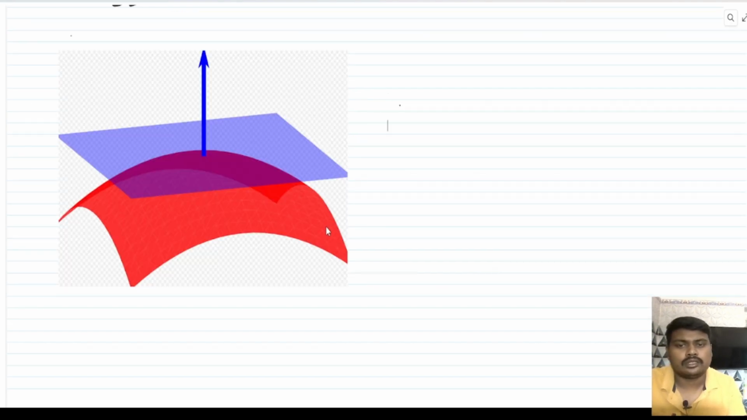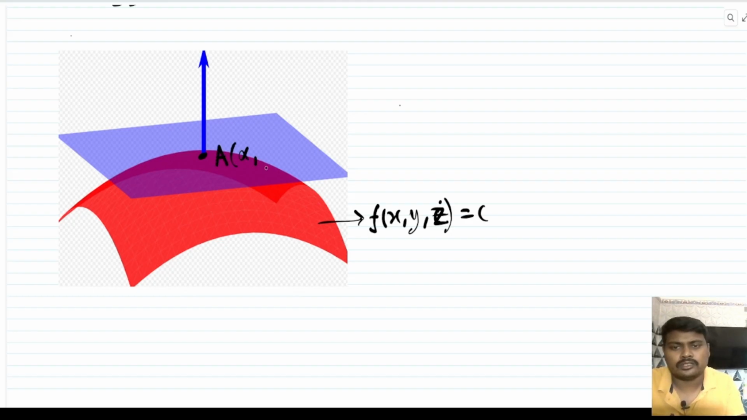Let us consider the level surface f(x, y, z) = c, represented by the red surface. The blue plane is the tangent plane of the level surface at the point A whose coordinates are alpha, beta and gamma. Therefore, point A is the point of contact of the blue tangent plane and the red level surface.